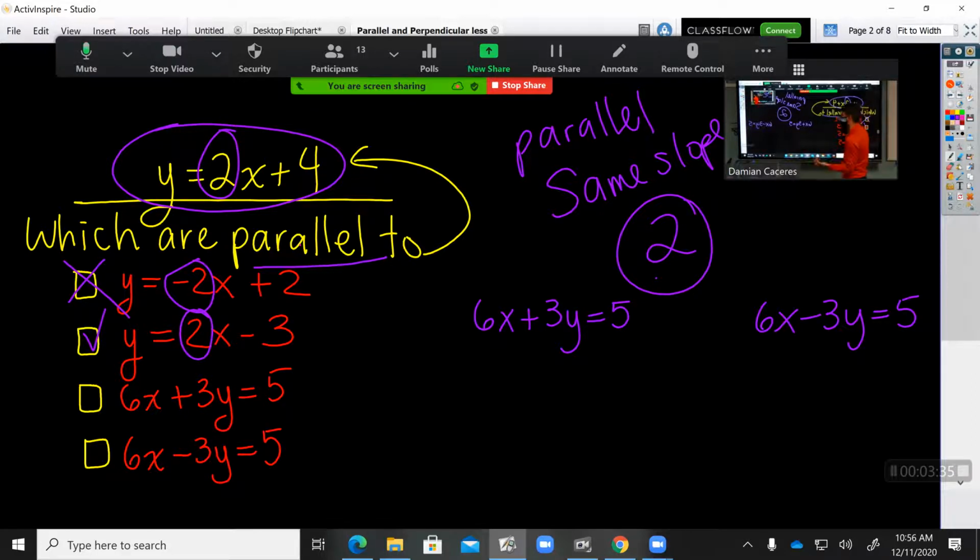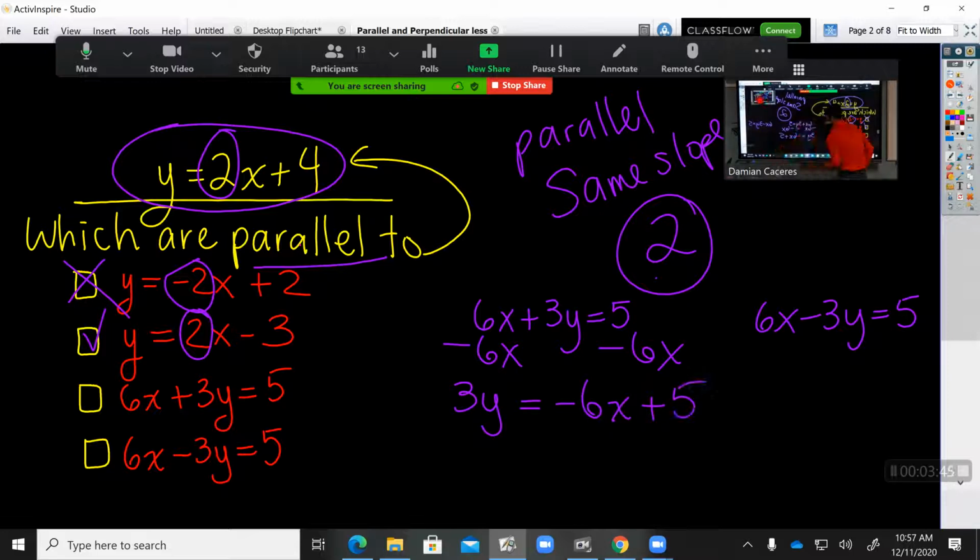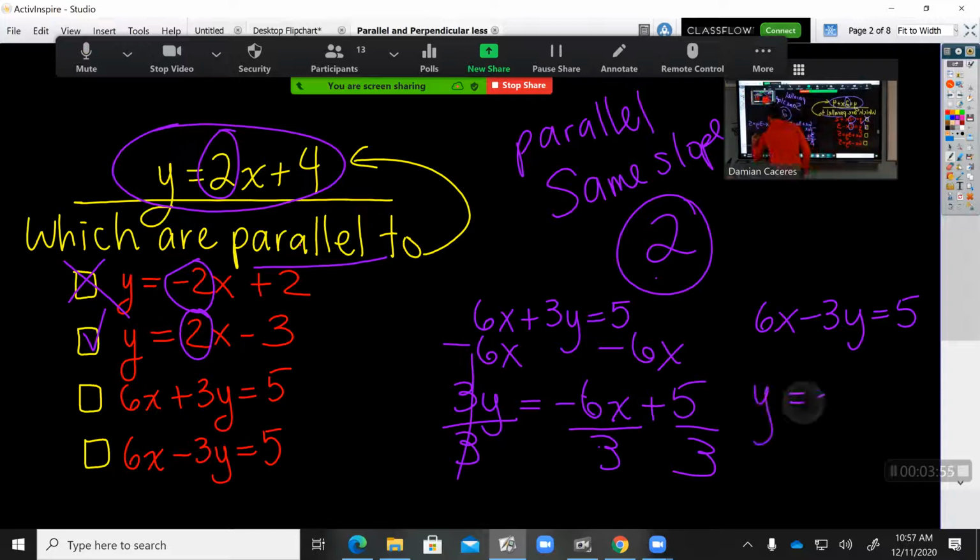Now for C, I don't know yet, so I have to subtract 6x from both sides, which leaves me with 3y equals negative 6x plus 5, and we divide by the coefficient on the y. Now negative 6 divided by 3 is negative 2. So now we just look at the slope. Is negative 2 the same as positive 2? No, it is not. So now I can test out the last one.